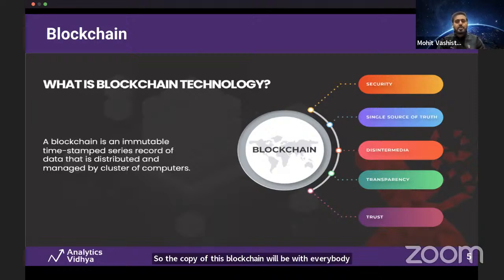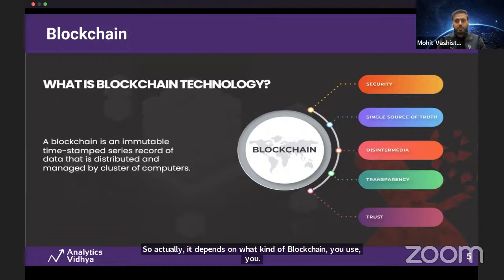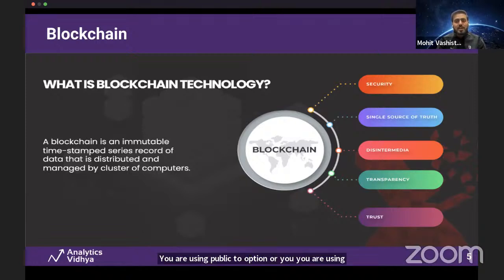Now comes the question: if it is with someone, where is my privacy? Actually, it depends on what kind of blockchain you use, whether you are using a public blockchain or a private blockchain. As for seeing the data, yes, for transparency and trust, it was designed that way. You can see the data on the public blockchain for every transaction, but you cannot actually determine the identity of the user, because the identities are defined in terms of public keys and private keys.